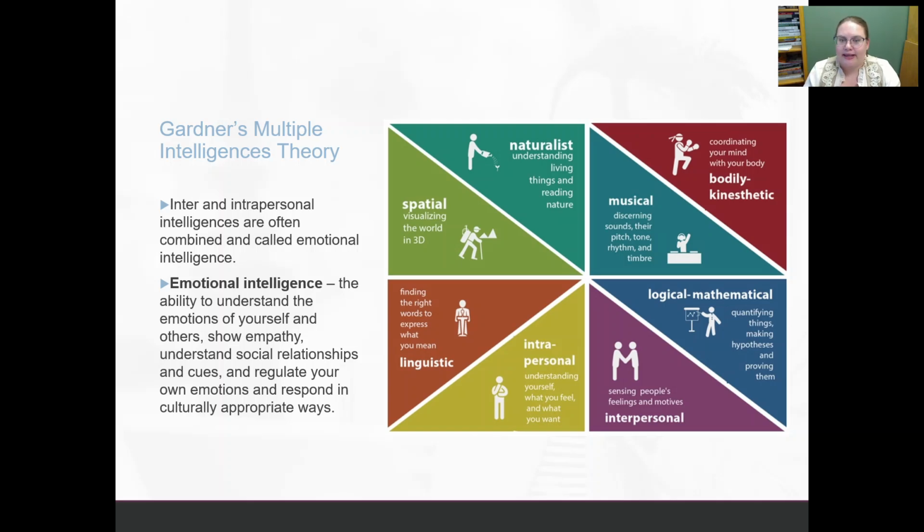We also have individuals that are very high on logical and mathematical skills. So they would have the ability to carry out mathematical operations, to quantify things, to make hypotheses, and to prove them. So these are going to be individuals that might go on to be a scientist or a researcher, an engineer, even an accountant. So those are 6 out of the 8 that's listed here. We also have another one, but before I get to emotional intelligence, let's talk about the difference between inter and intrapersonal.